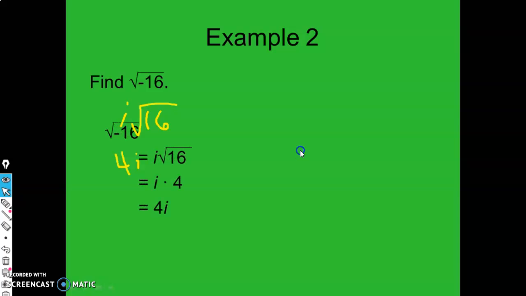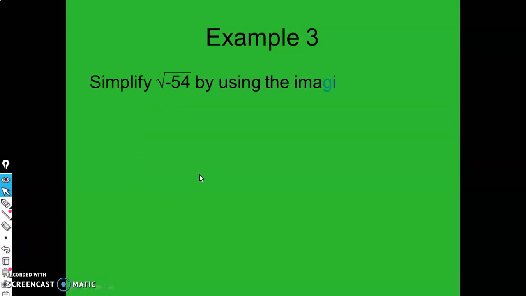Which is, there it is, much clearer. Okay. Example 3. Simplify the square root of negative 54. Okay, so first, once again, you just take out the i, and then you just simplify the square root.